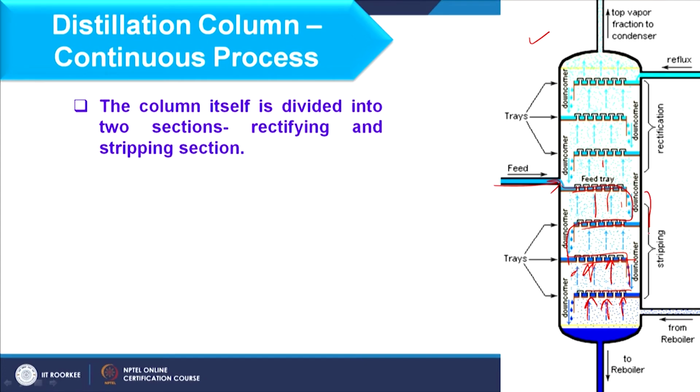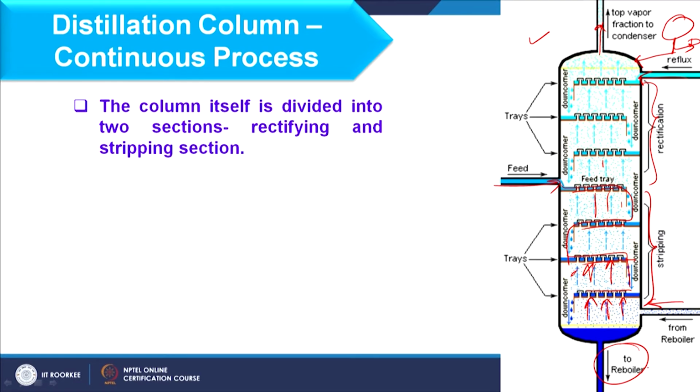The section below the feed tray we consider as the stripping section, and this is the rectifying section. From the top, vapor enters the condenser, and from the condenser we get the product as distillate, and from here we can have the reflux also, which is basically returning back to the distillation column as liquid.